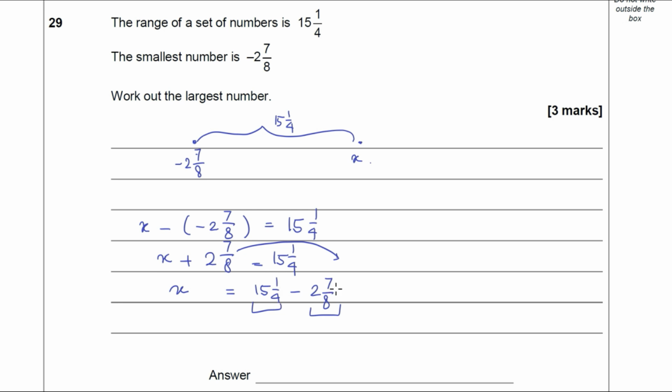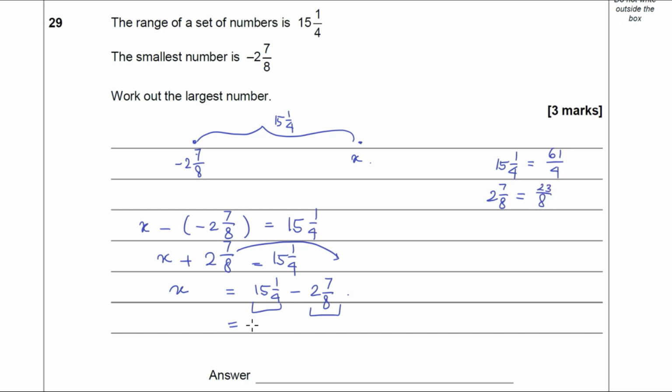This one is a mixed fraction and this one is also a mixed fraction. The easiest way to solve this problem is by converting these mixed fractions into improper fractions. So let's make an improper fraction for this one. For 15 and 1/4, it is 4 times 15, which is 60, and add 1, so 61/4. While this one, 2 and 7/8, is 8 times 2 is 16, and then add 7. 16 add 7 is 23, so 23/8.